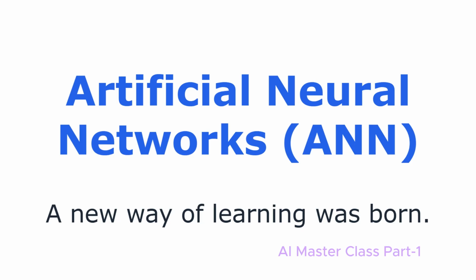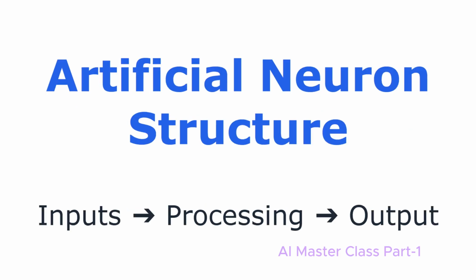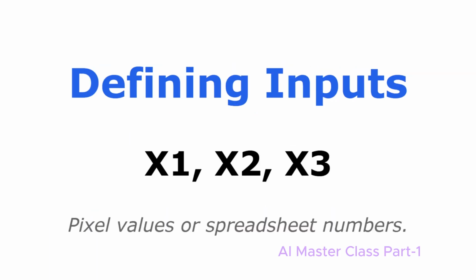Now let us understand in detail how an artificial neuron works. So similar to the neuron of the brain, the artificial neuron will have 3 high-level parts: multiple inputs from other neurons, a processing unit, and output to other multiple neurons. Now imagine we have a neuron that receives 3 inputs. So let's call them x1, x2, and x3. These inputs could be anything. It can be pixel values from an image or numbers from a spreadsheet.